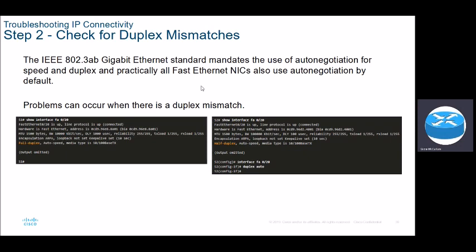Duplex mismatches. Of course, auto negotiation normally works, but nothing's 100%, I suppose. And so you might actually need to set the duplex or maybe put it back to default or something like that.